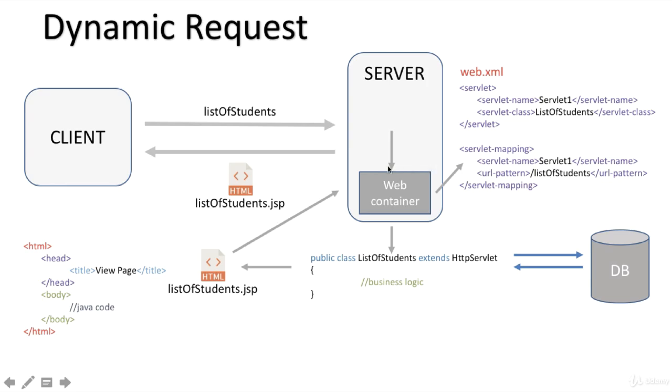The web container searches the URL in web.xml. If the URL matches, with the help of the servlet name, it will find the servlet class and the control will be sent to a specific servlet.